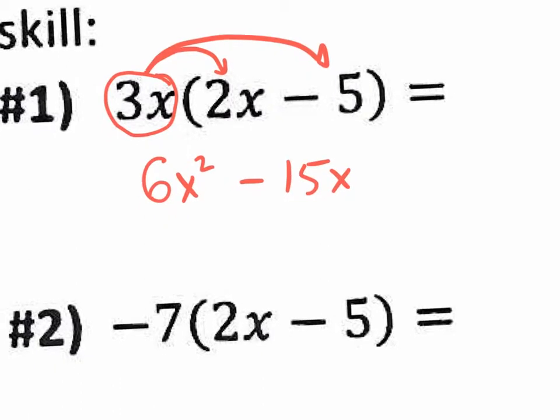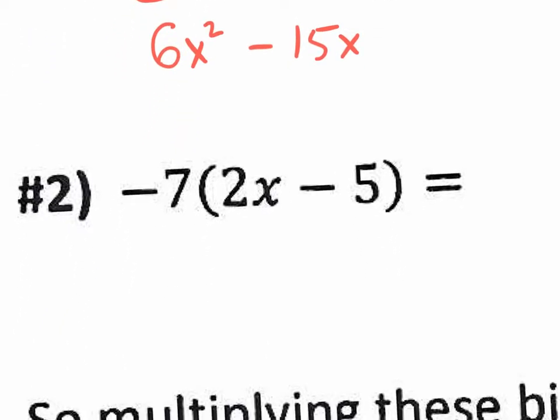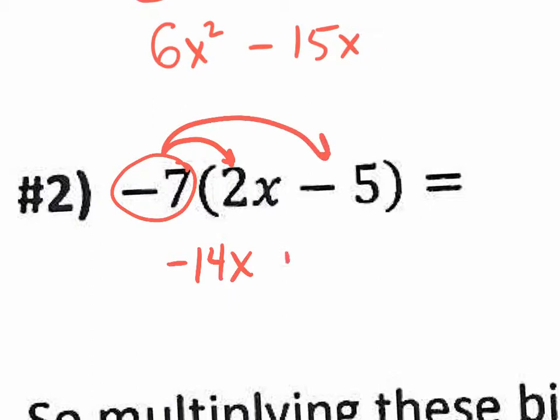Let's try one more from last section. It's a little review. We're going to distribute negative 7. There is no variable on it. It's just an integer, negative 7. Negative 7 times 2x. You multiply the number with the number, and then you bring down the letter x. So you get negative 14, bring down the letter x. Then negative 7 times negative 5 is a positive 35. And we're done. That's it.